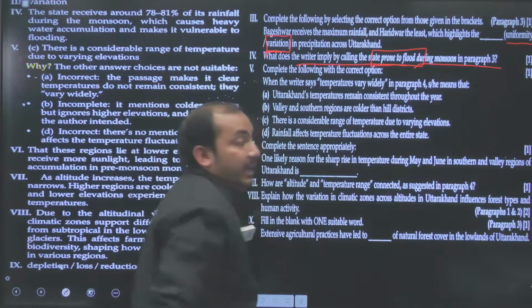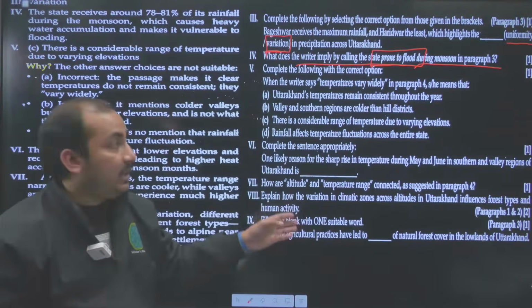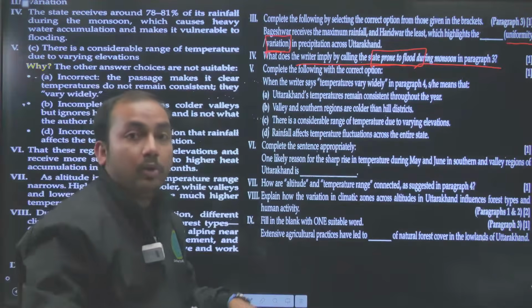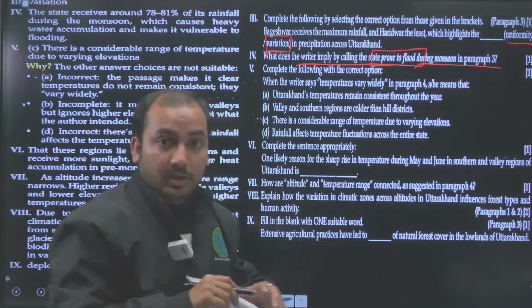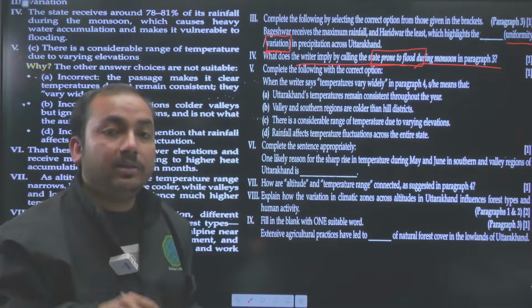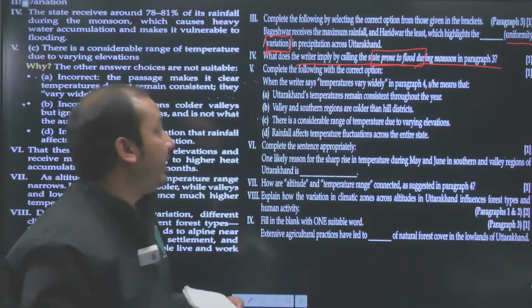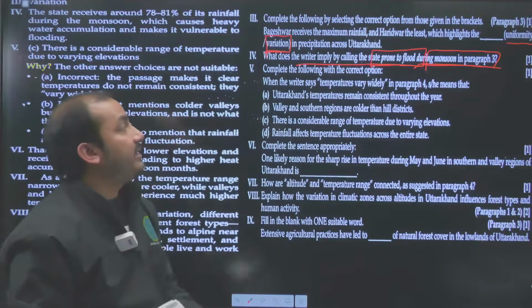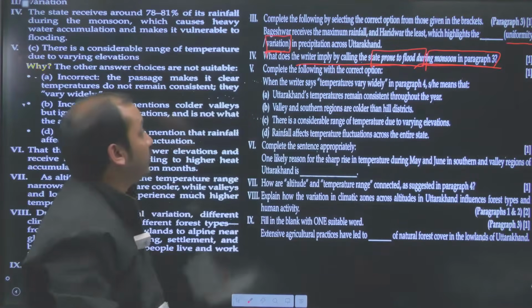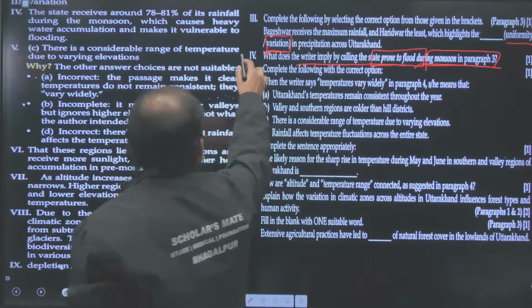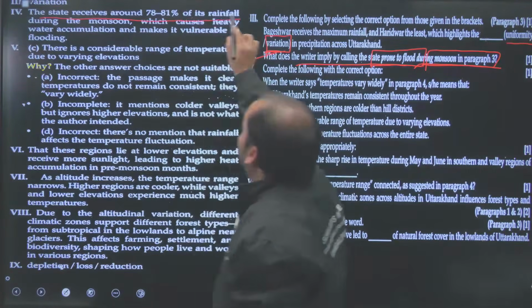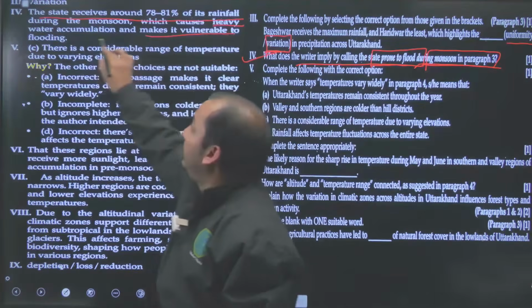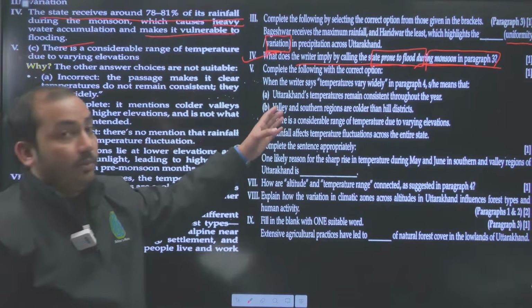In paragraph 3 it is said that 78%, when you read the passage, it is stated in paragraph 3 that 78% of the total annual rainfall limit of that area occurred only in monsoon. That's why this was the reason for the state being prone to flood. So here we have not been given any options, but we can see 4 numbers. The state receives around 78 to 81% of its rainfall during the monsoon, which causes heavy water accumulation and makes it vulnerable to flooding. This was the reason behind the flooding of that state.